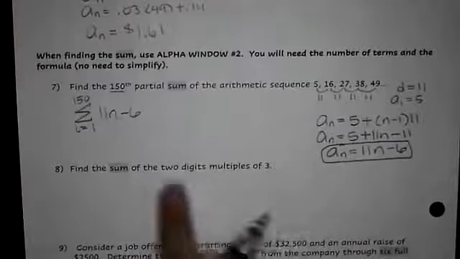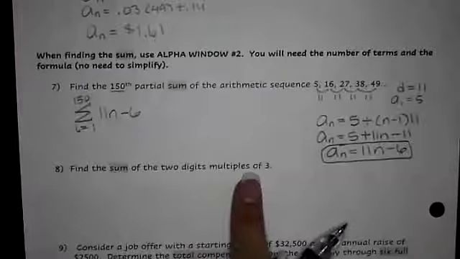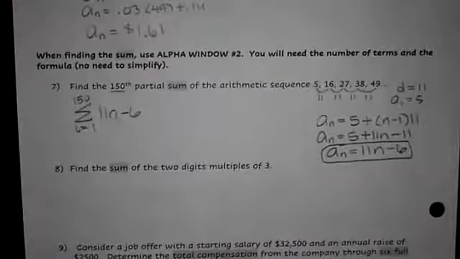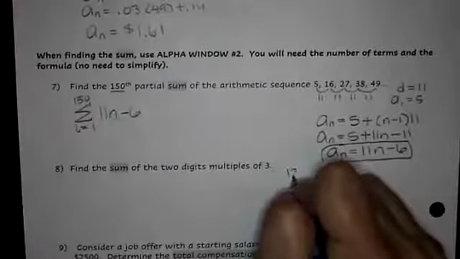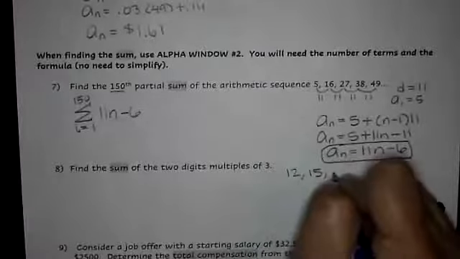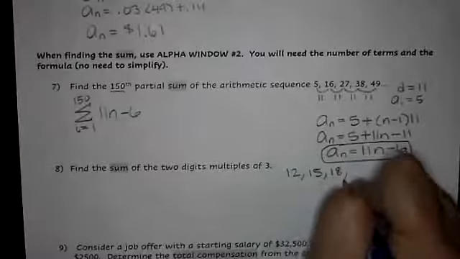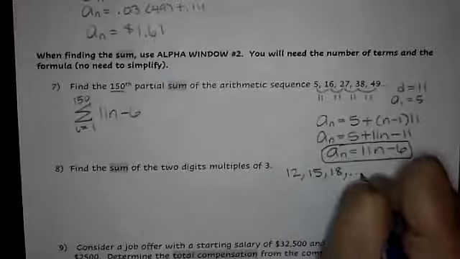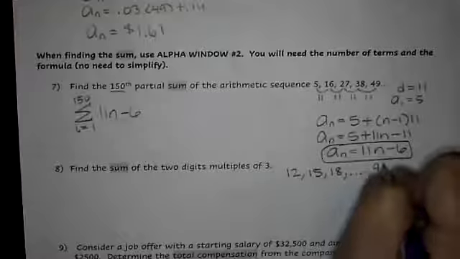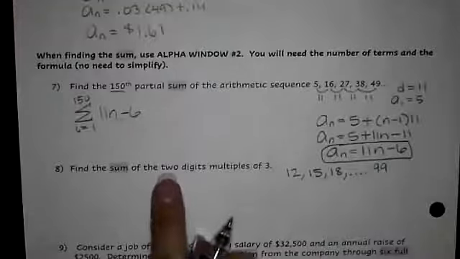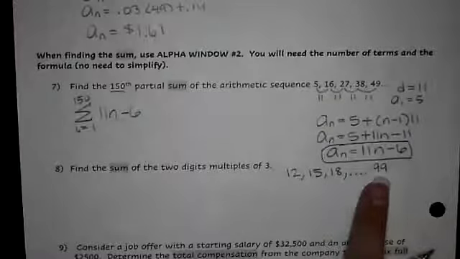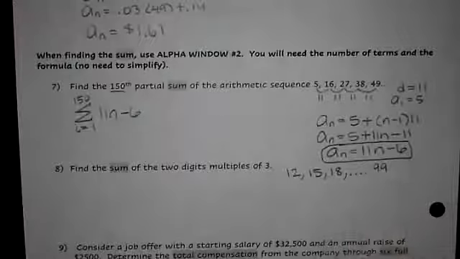All right, find the sum of the two-digit multiples of 3. So multiples of 3 that are 2 digits would be 12, 15, 18, and so on, all the way up to 99. Because it says 2 digits, we know we don't want to go above 99 because that would be 3 digits. Now I need the number of terms and I need the equation.